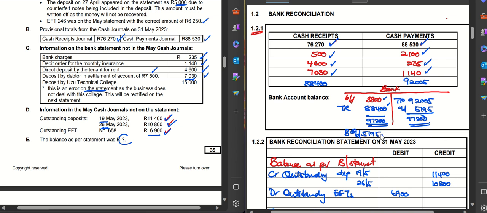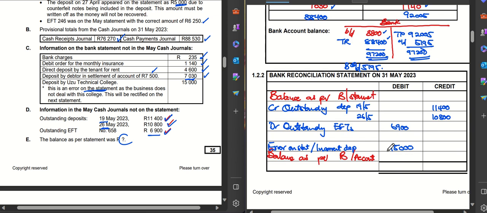That means when I come now to my bank reconciliation, my balance must also be on the debit side, balance as per bank account. Remember, here I got an amount 5,195. So I'm going to come here. It's going to be on the debit side again, 5,195. All right. So we're going to look for the side with the highest amount again.